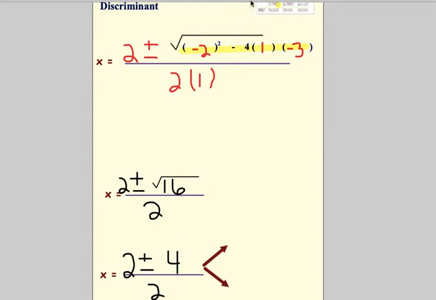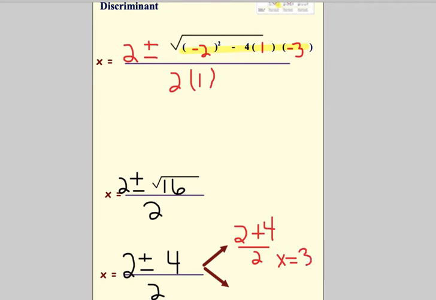So I'm going to get 2 different situations right here. I'm going to get 2, let's do the plus. I like to do the plus first. Plus 4, divided by 2. Well, what is 2 plus 4? 2 plus 4 is, I believe, 6. 6 divided by 2 is 3. So one of my answers is going to be x equals 3.